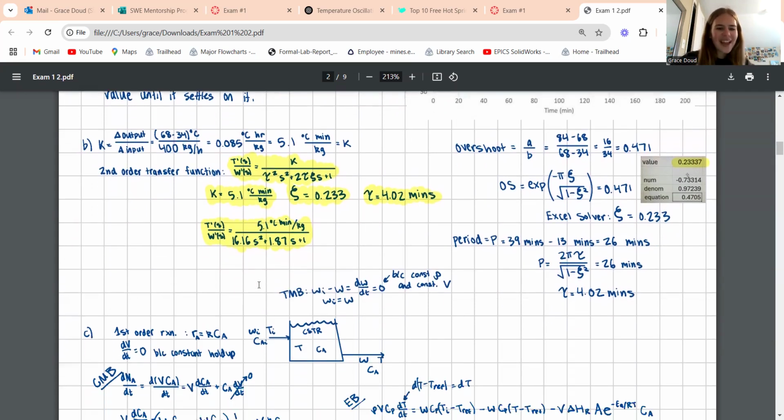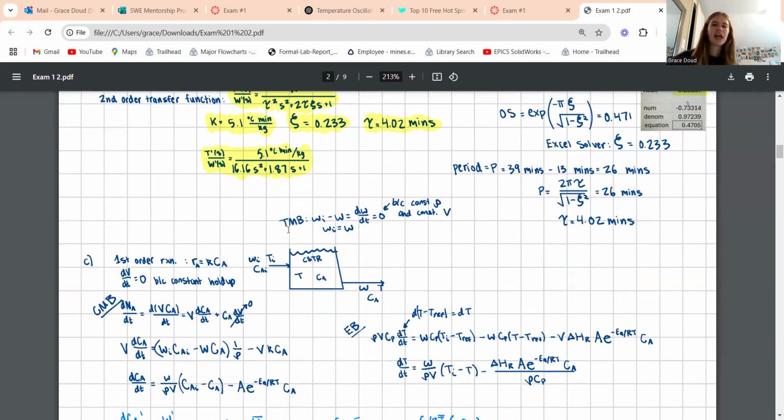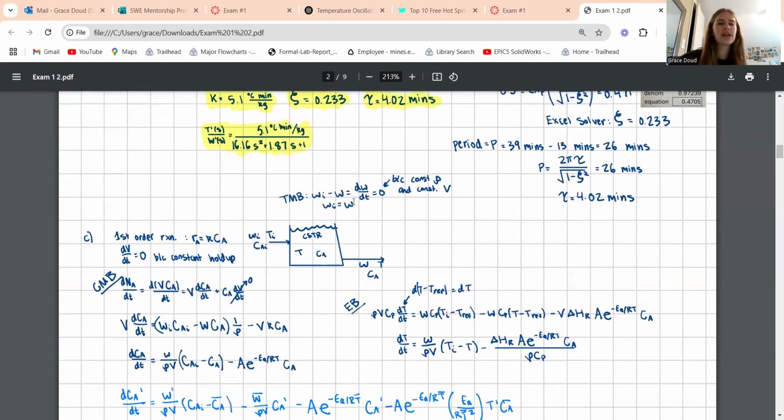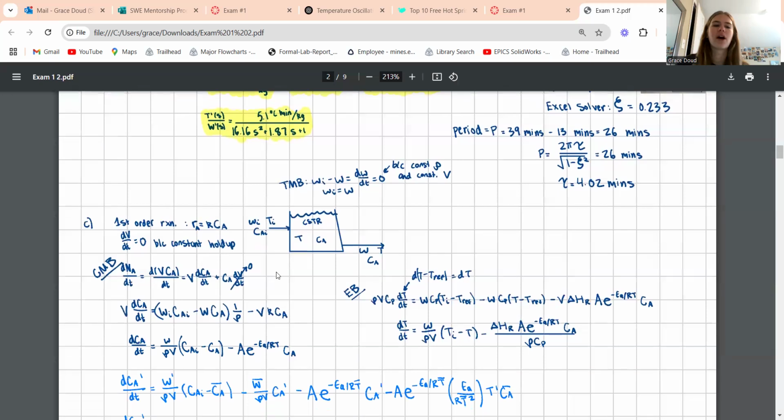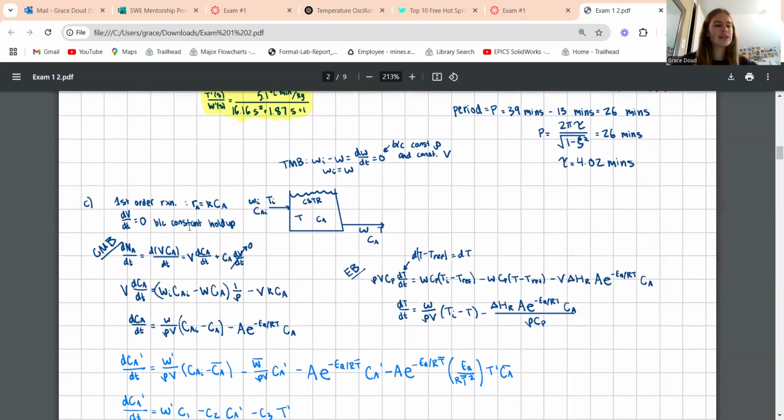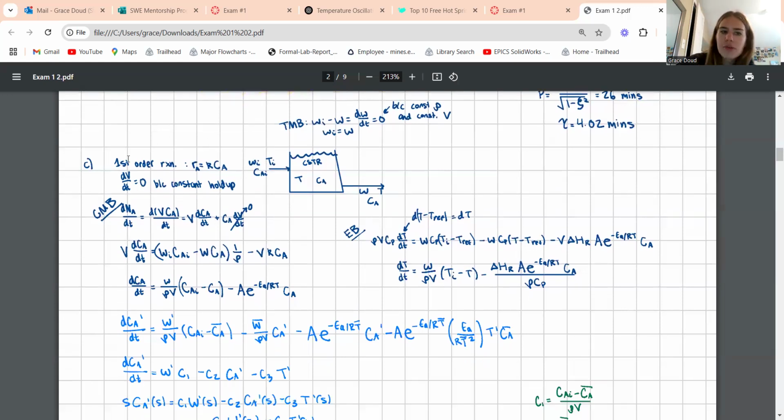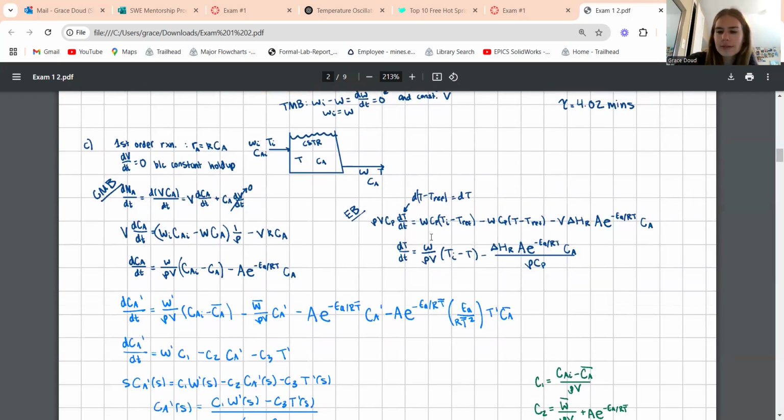Okay. And then for C, we did a total mass balance to get Wi equals W because we have constant holdup, dV/dt is 0, and also our density I assumed is constant. That was an assumption I made. Here we also assumed a first order reaction, so I was able to do a component mass balance as shown here, and then also an energy balance.